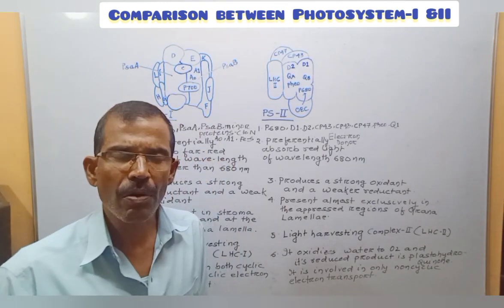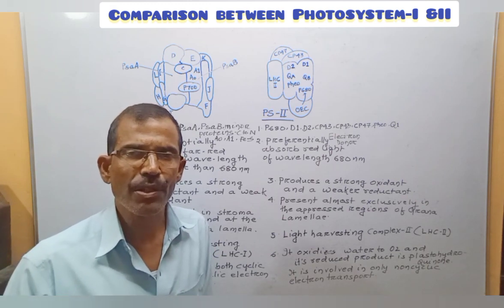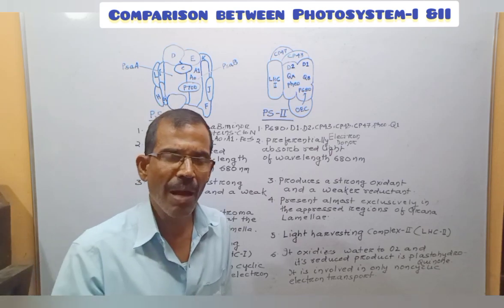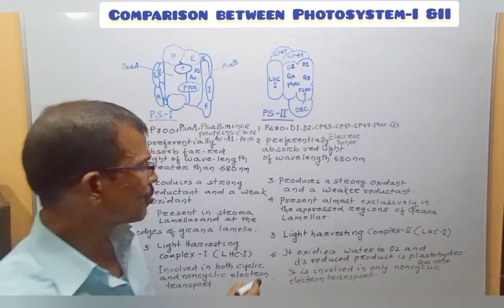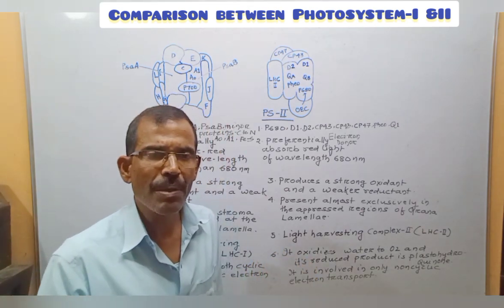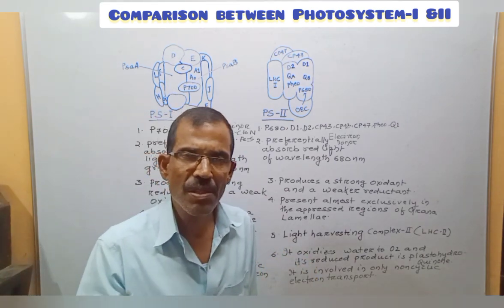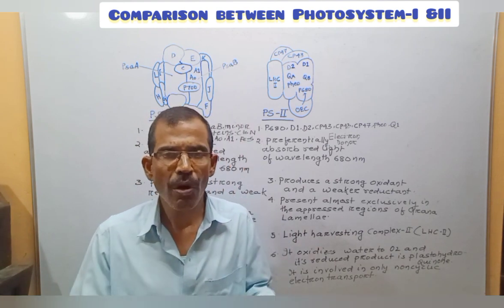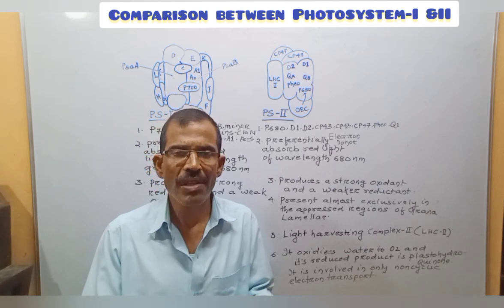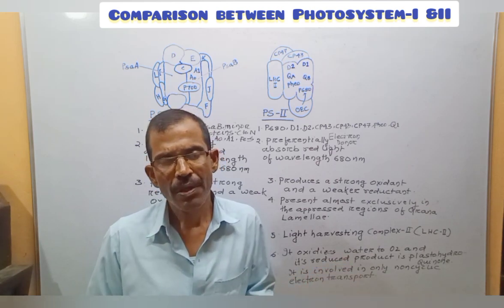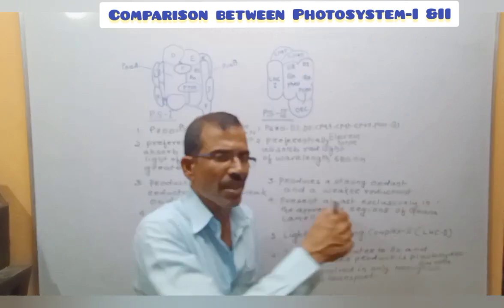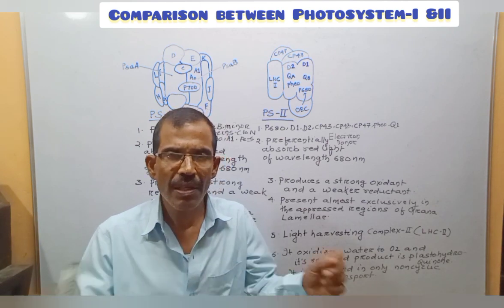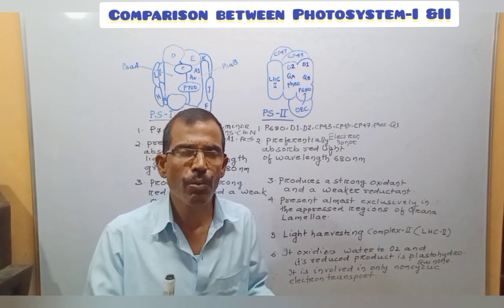Photosystem 1 is almost exclusively present in the stromal lamella and also at the edges of granal lamella. Photosystem 2, on the other hand, is predominantly present in the appressed regions of granal lamella. Photosystem 1 is involved in both cyclic and non-cyclic electron transport, whereas photosystem 2 is involved in only non-cyclic electron transport. These are the differences between photosystem 1 and 2.